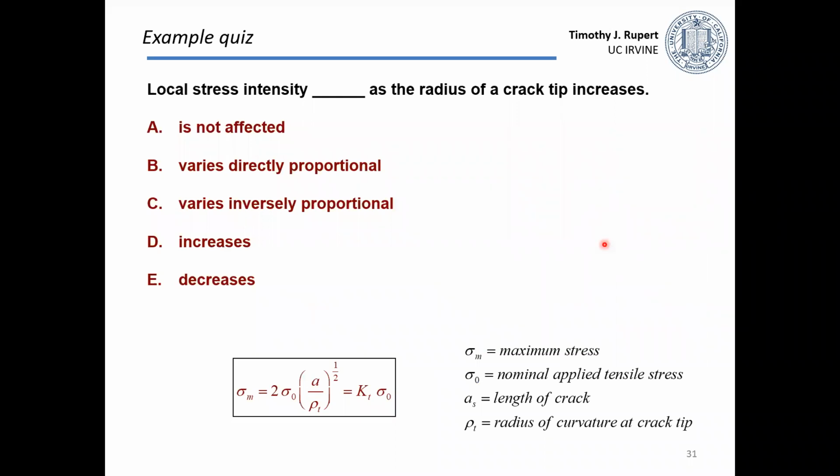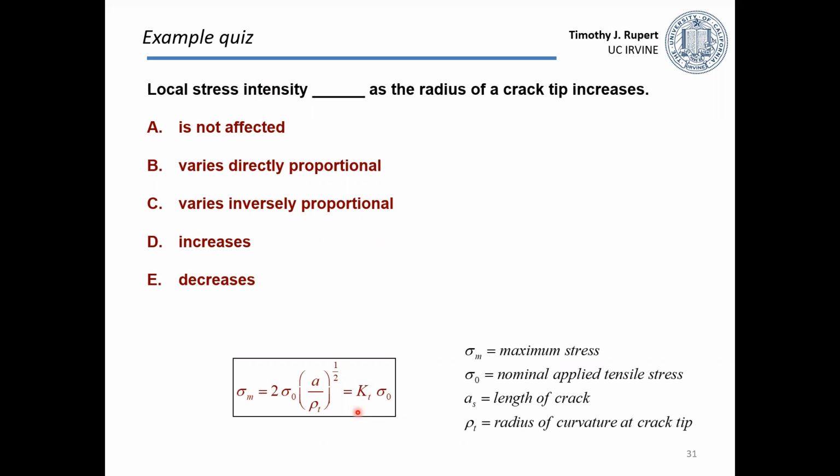So let's do a quick little quiz. The local stress intensity blank as the radius of the crack tip increases. As the radius of the crack tip increases, what happens? It could be not affected, vary directly proportional, vary inversely proportional, increase or decrease. The equation we would want is the Griffith fracture equation. The local stress intensity is that K parameter.